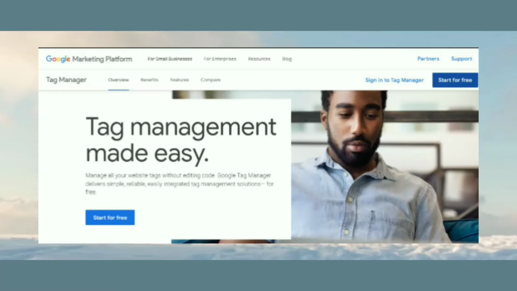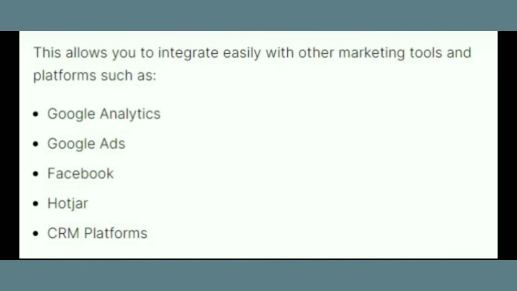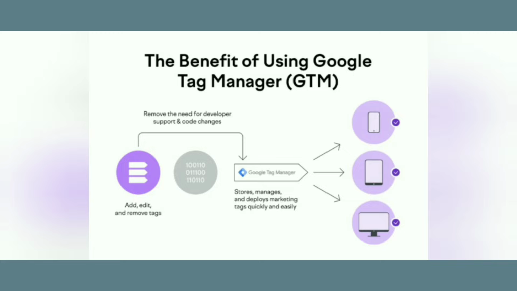Google Tag Manager is used for managing and deploying marketing tags on a website without having to modify the code. This allows you to integrate easily with other marketing tools and platforms such as Google Analytics, Google Ads, Facebook, Hotjar, CRM platforms, and it allows you to track almost any kind of event or user behavior you can think of. While Tag Manager requires some technical knowledge, it saves marketers a ton of time and resources and is free.